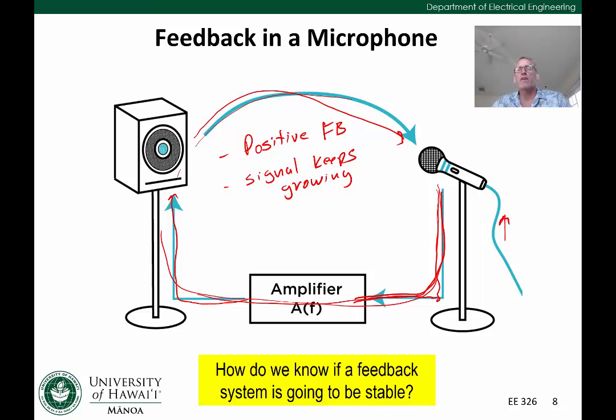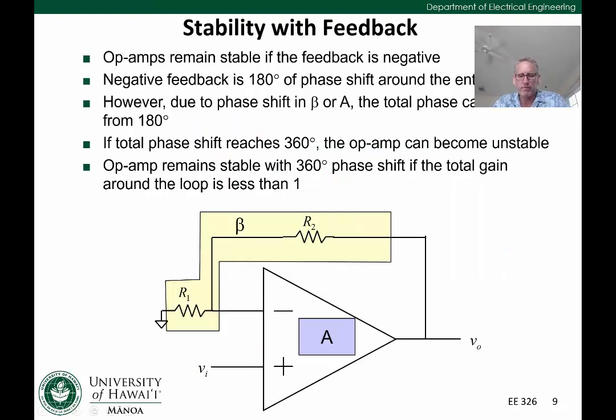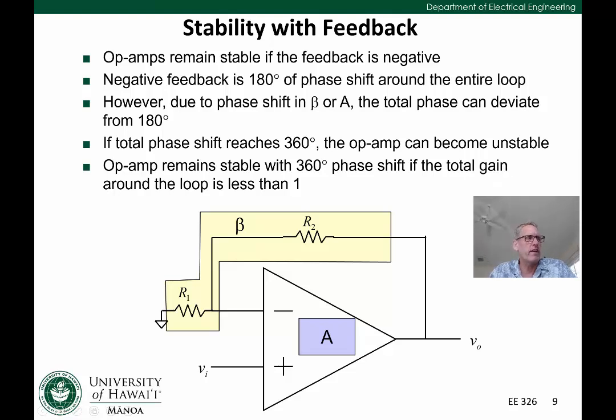Now, the question I would ask is, okay, but how do we know if a negative feedback system is going to be stable? How do we really know? Just because we hook it up, is there a way to evaluate how stable the feedback is going to be? To evaluate that, we need to think about what's happening. This gets a little tricky to understand, but let's walk through it. Op-amps remain stable if the feedback is negative. That is, if we're always feeding back a negative signal, generally we're okay. What we mean by negative feedback is that we have a 180-degree phase shift when we go around the entire loop.